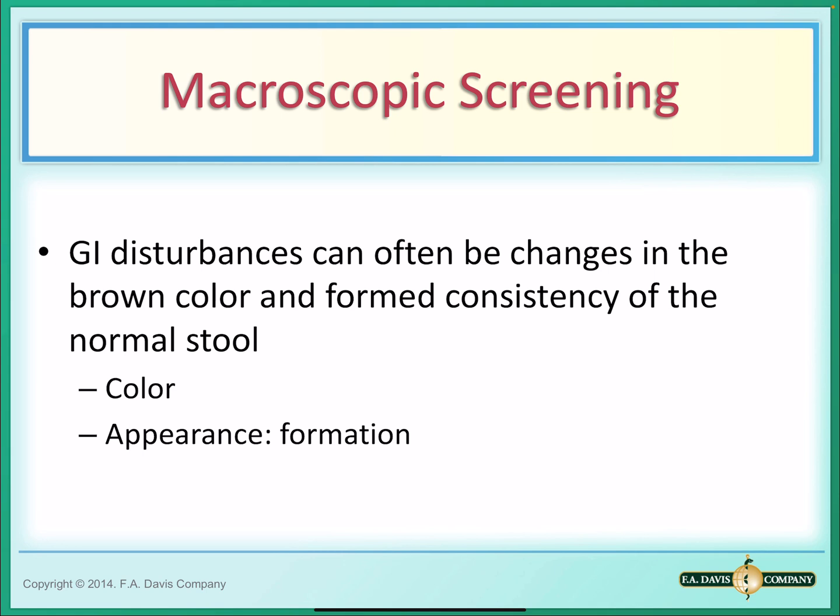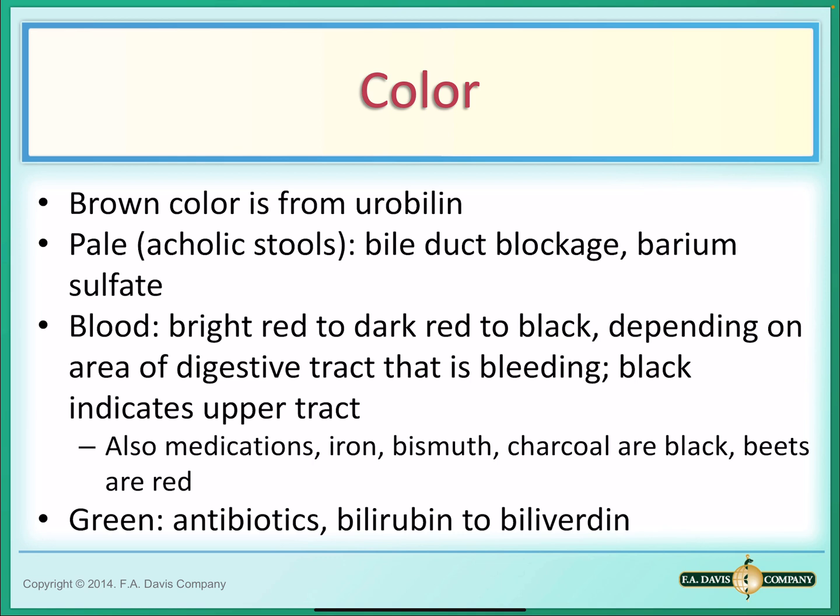The macroscopic screening is a way that we find out whether or not we can see that a disorder might be happening with a patient. Often the first indication of gastrointestinal disturbances can be changes in the brown color and form consistency of the normal stool. So, the color and the appearance or the formation of it is examined macroscopically. Okay, so macroscopically, we are looking at the color and consistency of the stool. So let's talk about the color.